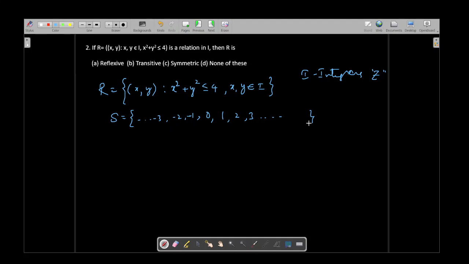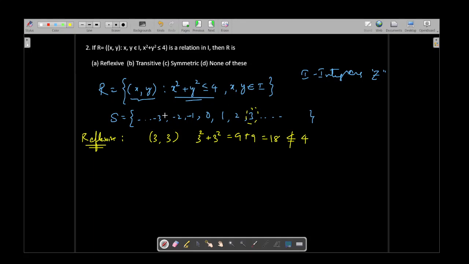Now I have to pick two elements from this set and pair them like this, which satisfies the condition x square plus y square is less than or equal to 4. So let us check for the reflexive property. Let us pair 3 with 3. So 3 square plus 3 square is 9 plus 9, which is equal to 18, which is not less than or equal to 4. So 3 cannot be paired with 3.